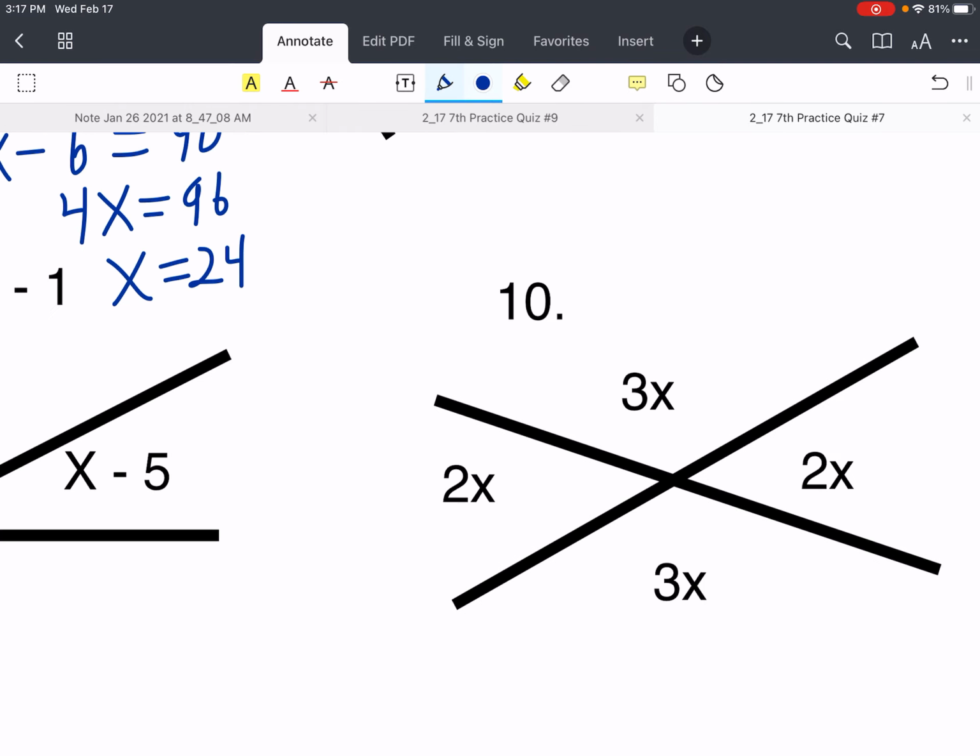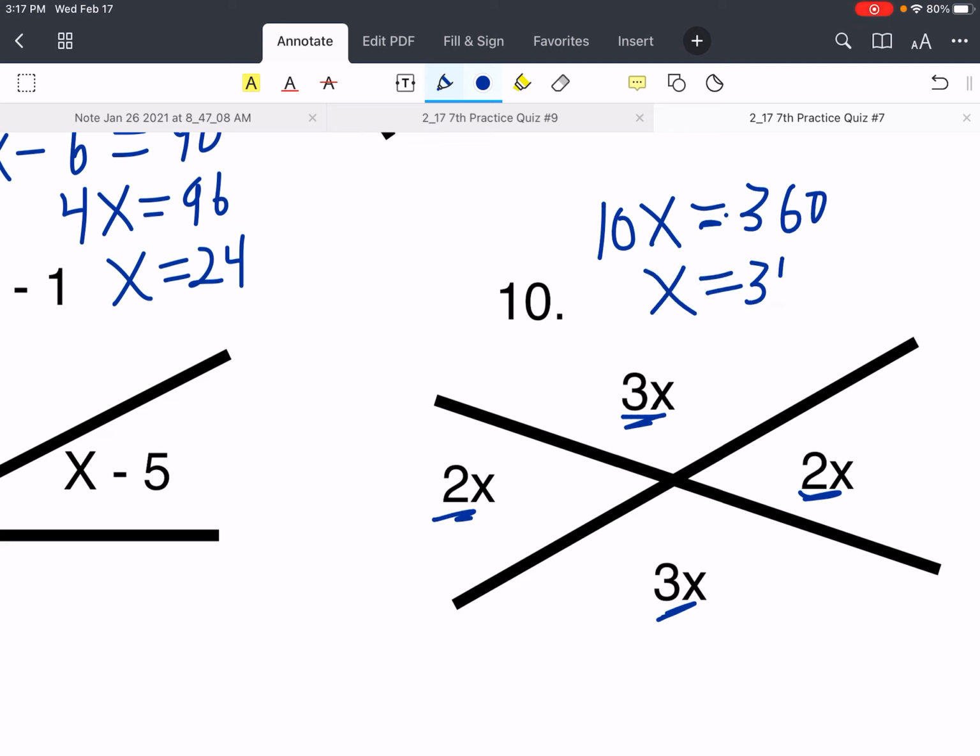Last one. These are vertical angles again. A couple ways we could do it. I'm going to do it the long way. These are going to add up to 360. Add up all the x's. 3 plus 3 plus 2 plus 2. That is 10x equals 360 degrees. Divide both sides by 10.